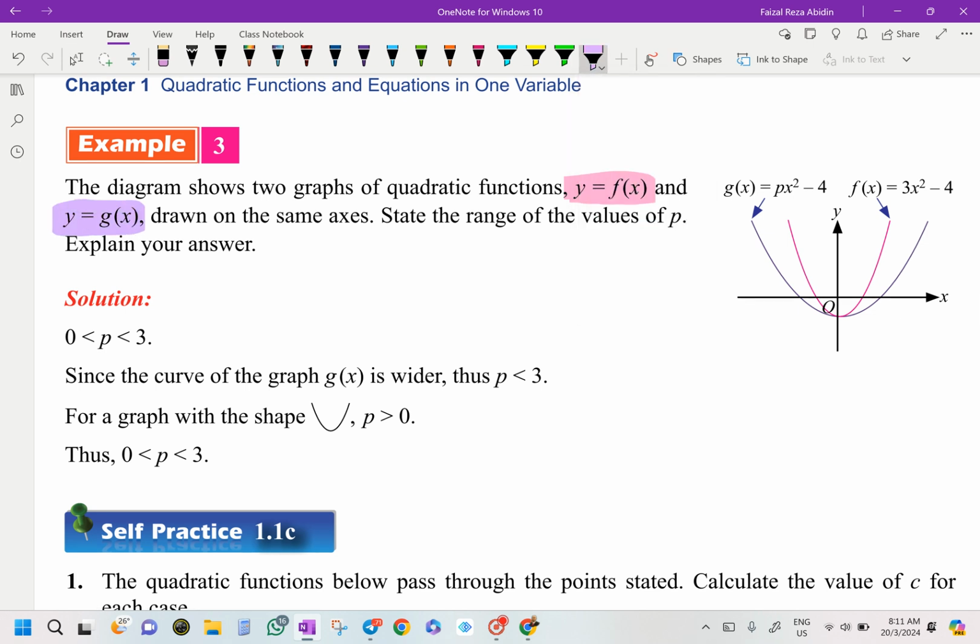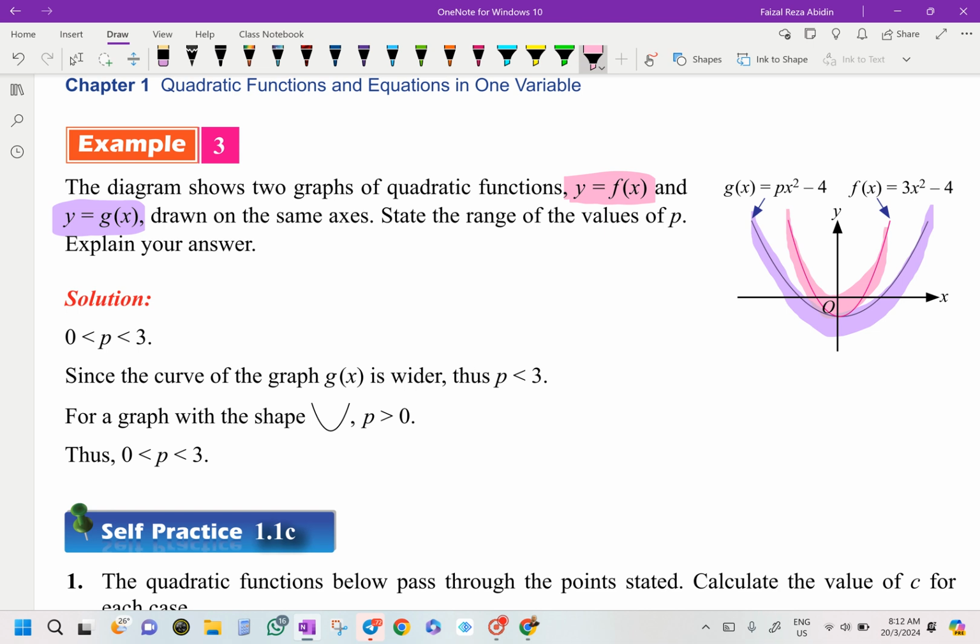Why dia bagi dua function je? Sebab dia ada apa tu? Apa jadi tu? Menguncup dan melebar. Wider and narrow. So if you look over here, which one is wider? Our GX ni. Yang ni wider daripada kita punya FX yang warna pink ni.